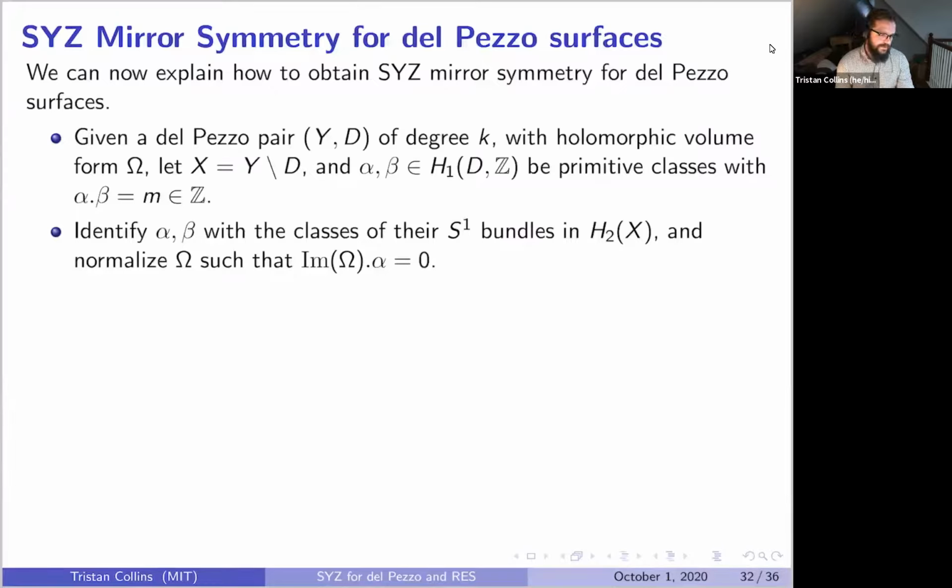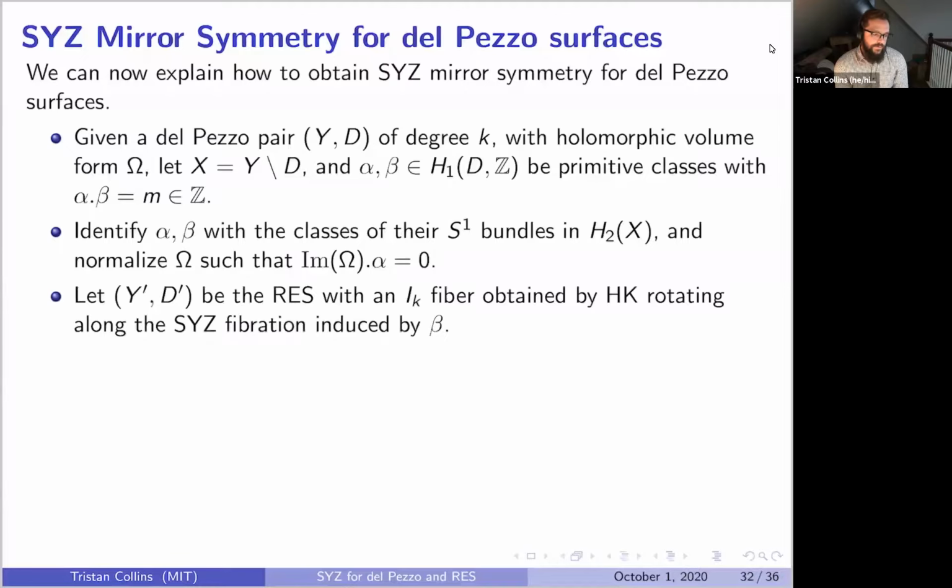Now we have to fix the normalization for omega. We normalize omega so that the imaginary part of omega pairs to 0 with the class alpha. In fact, there are more normalizations than this, but let's not worry about that too much. Now we take the special Lagrangian fibration of X associated to beta, not alpha. We hyperkähler rotate and compactify it to a rational elliptic surface with an I_k fiber. So now we've got some rational elliptic surface Y' and an I_k fiber D'.